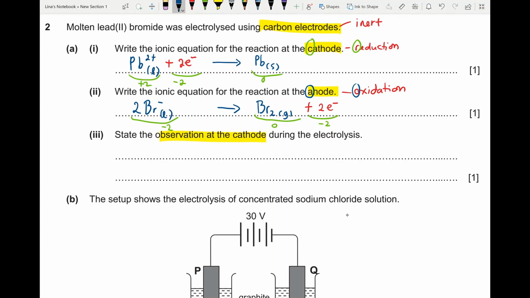So you just say a silver deposit. Why silver deposit? Because the color of most metals is gray silver. A silver deposit is produced on the cathode, and that silver deposit is lead. It's actually not silver like as in Ag, but it's a silver colored deposit. Okay.